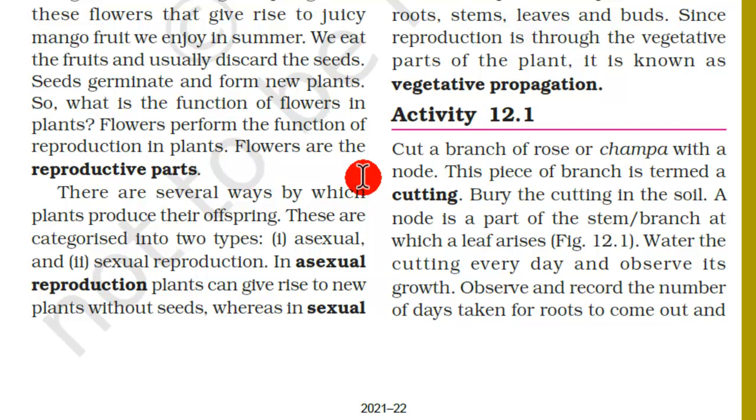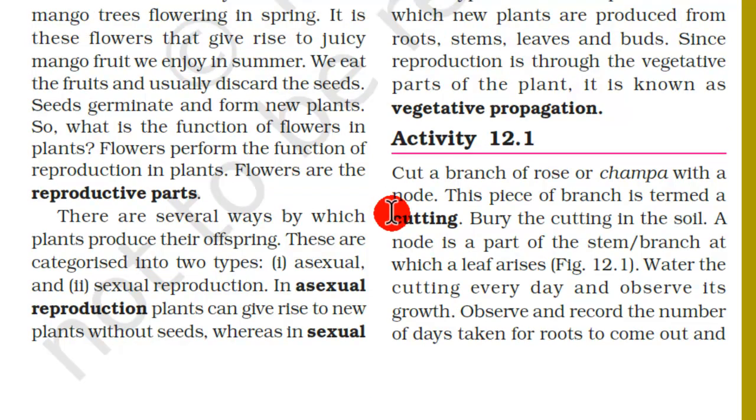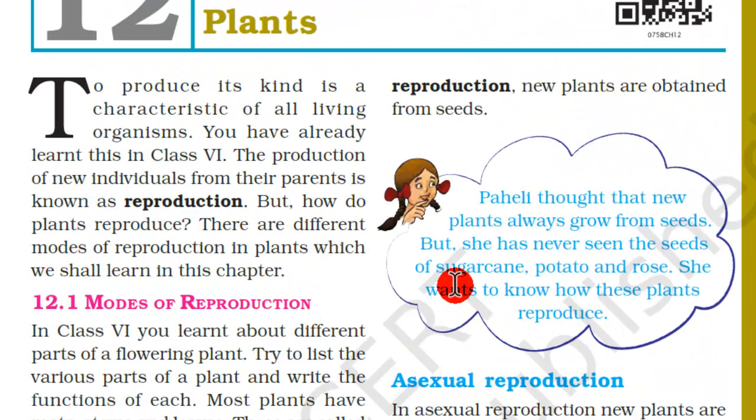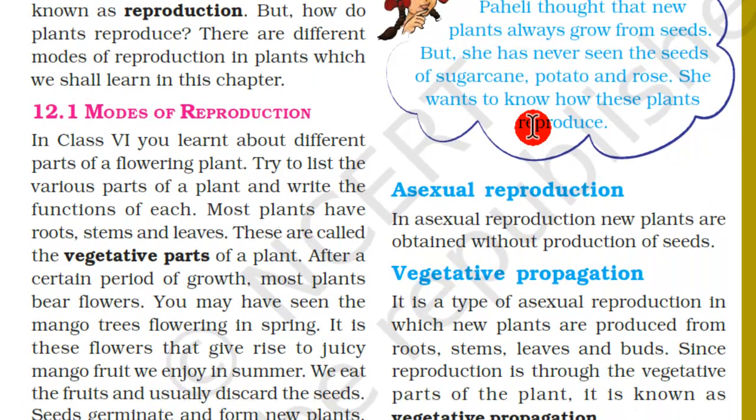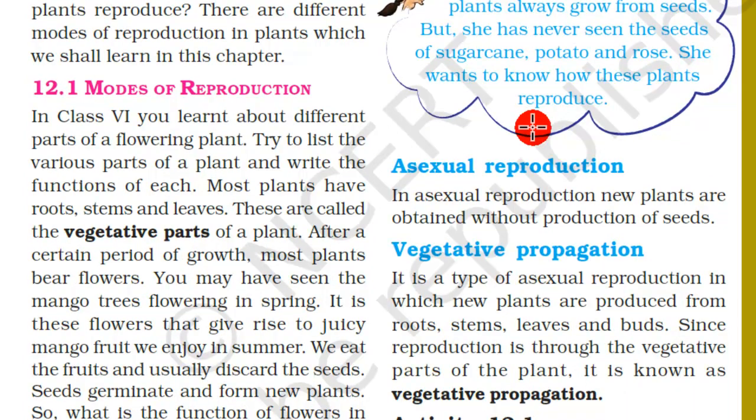We know that there are several ways by which plants produce their offspring. We can categorize them into two types. The first one is asexual reproduction, and the second one is sexual reproduction. In asexual reproduction, plants can give rise to new plants without seeds, whereas in sexual reproduction, new plants are obtained from seeds. Let's study further about asexual reproduction.